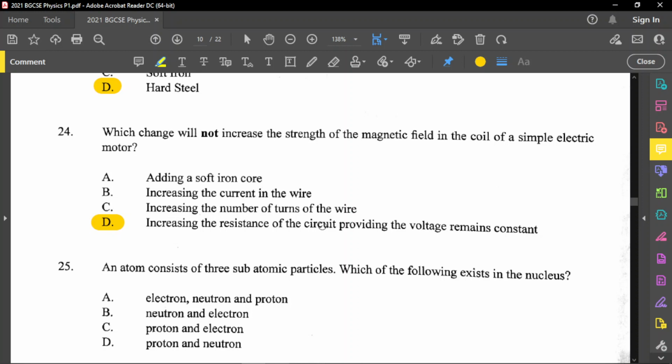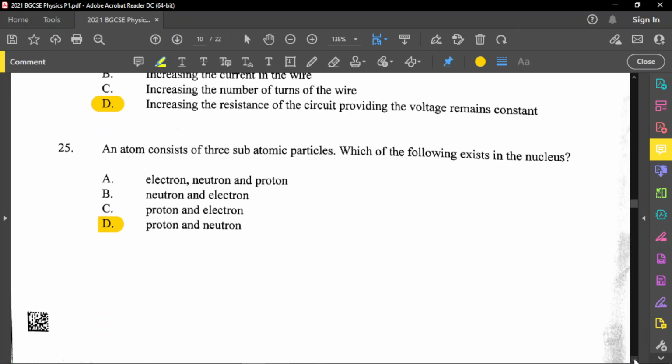All right, so question number 25. An atom consists of 3 subatomic particles. Which of the following exist in the nucleus? So in the nucleus of an atom, we have protons and neutrons. So looking through this, D is the correct answer, protons and neutrons. And protons and neutrons make up the total mass of the atom, right?